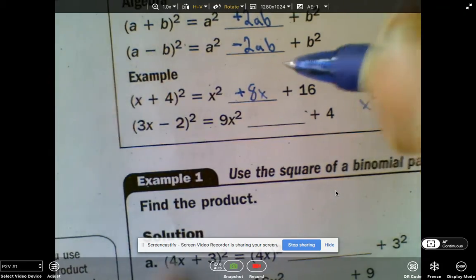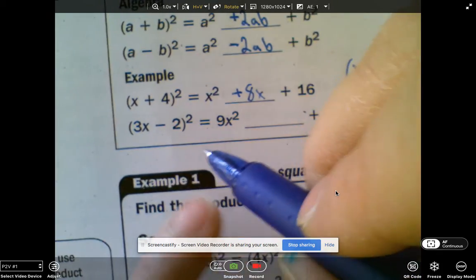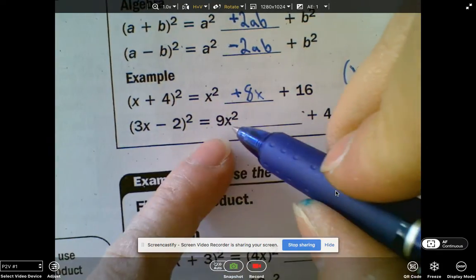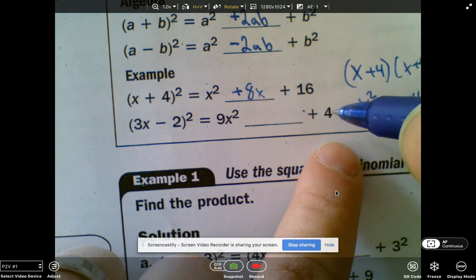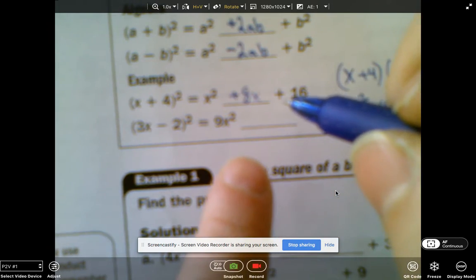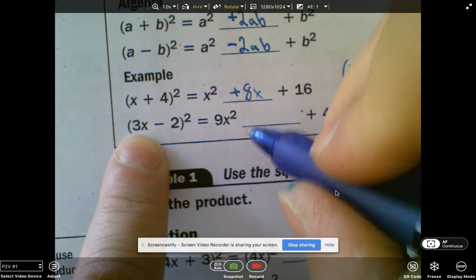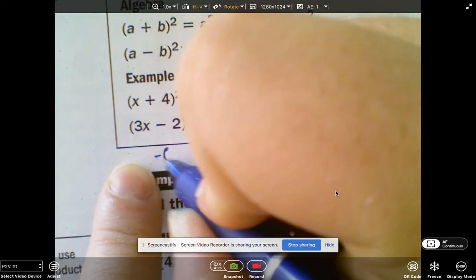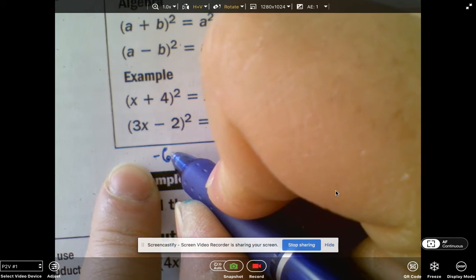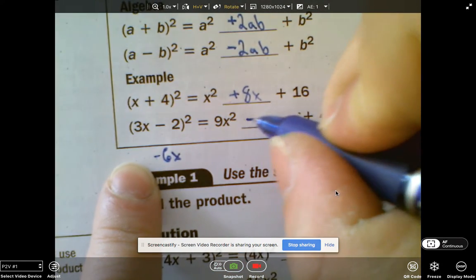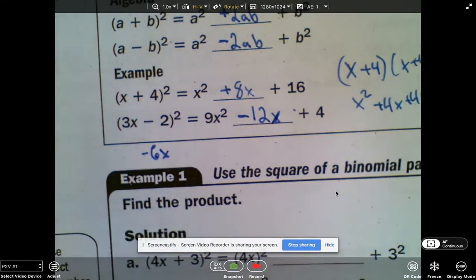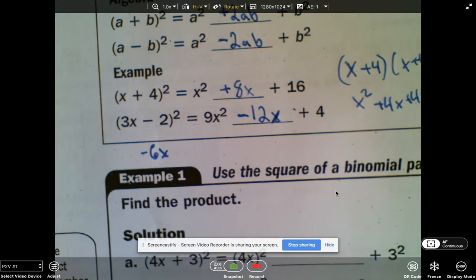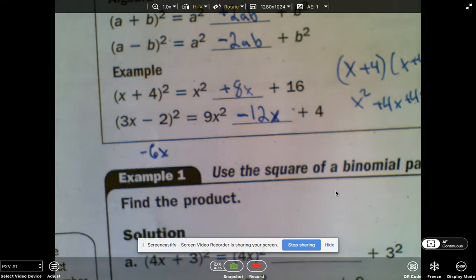Same thing here. I won't go through the whole FOIL method. 3x times 3x is 9x squared. Negative 2 times negative 2 is positive 4. And then 3x times negative 2 is negative 6x, and if you double it, that's minus 12x, like so. All right, so let's try this with some examples, and then I'll let you do the checkpoints.